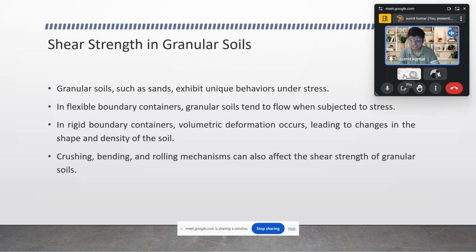When we talk about shear strength in granular soil, we talked about sand, which exhibits unique behavior under stress. In flexible boundary containers, granular soil tends to flow when subjected to stress. In a rigid boundary container, volumetric deformation occurs, leading to changes in the shape and density of the soil. Crushing, bending, and rolling mechanisms can also affect the shear strength of granular soil.